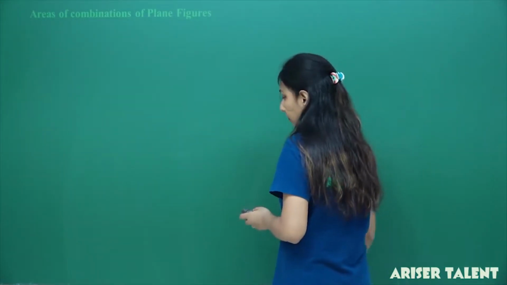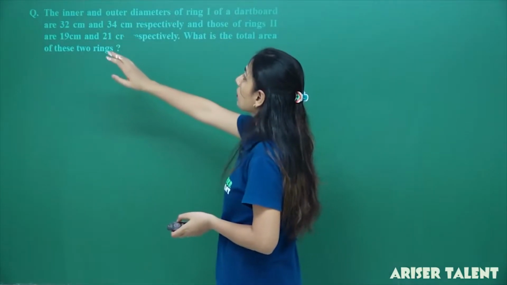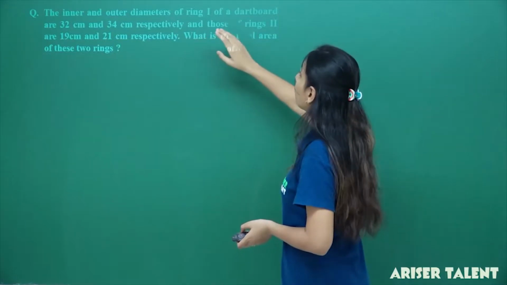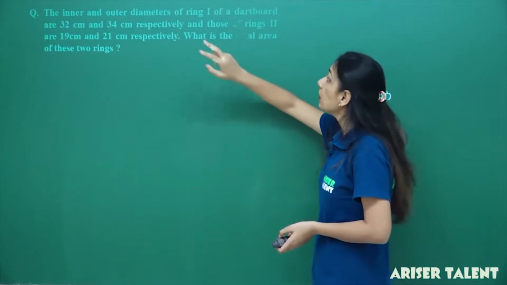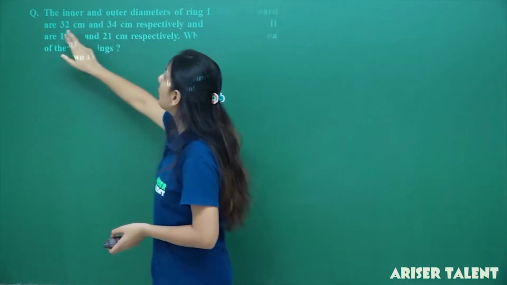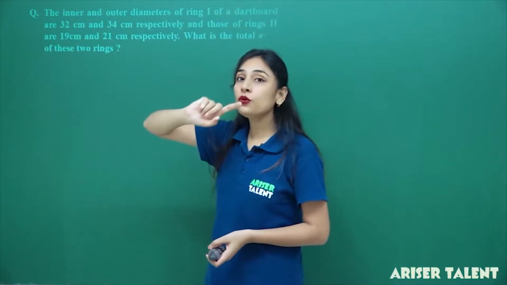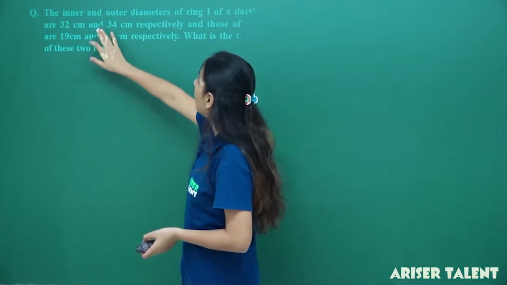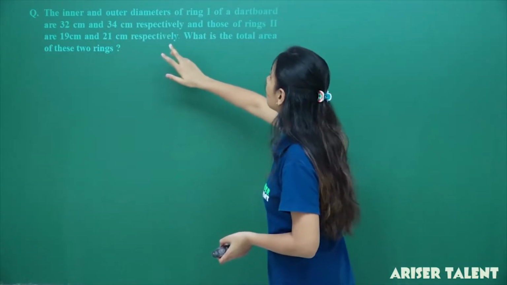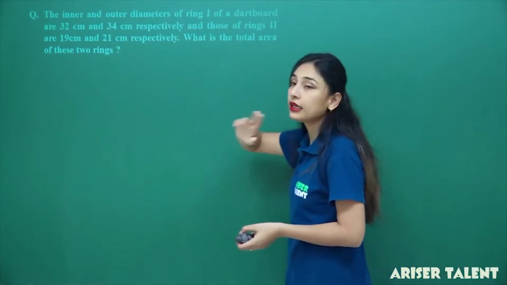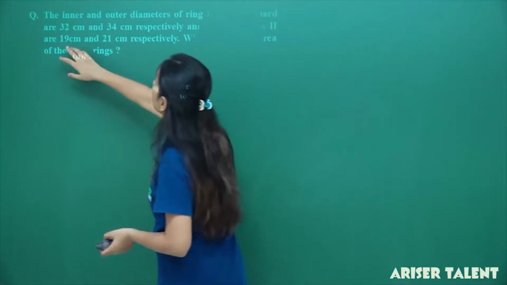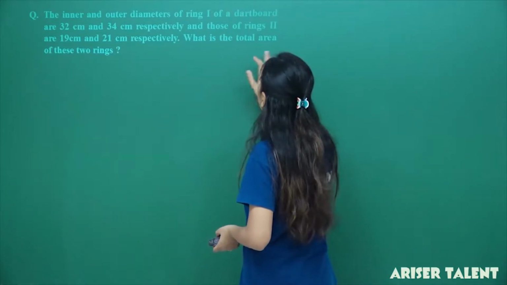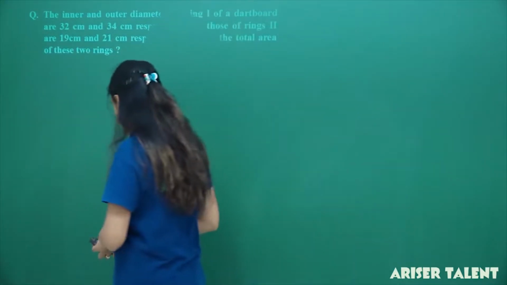The inner and outer diameters of ring 1 of a dartboard are 34 centimeters respectively, and those of the second ring are 19 centimeters and 21 centimeters respectively. What is the total area of these two rings? Okay students.